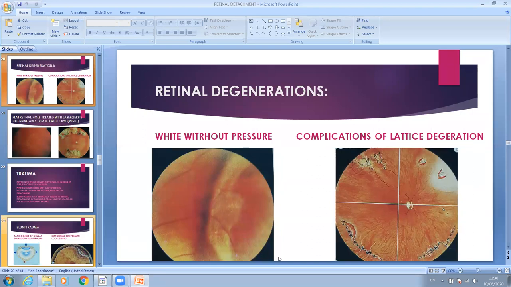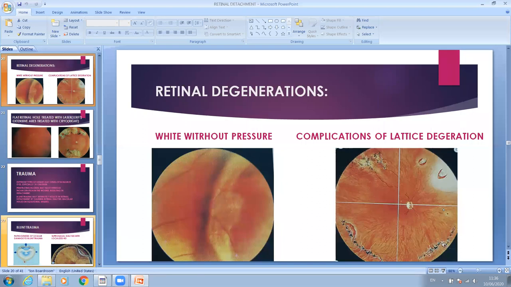This slide on the right side is a diagram made to express how lattice degeneration complicates to become a retinal detachment. As you see, in these areas there are crisscrossing fibers and pigment, and this is all the lattice degeneration. You can see small holes of different types. There is a U-shaped hole with a tongue-like area of separated retina, and there are small round holes.